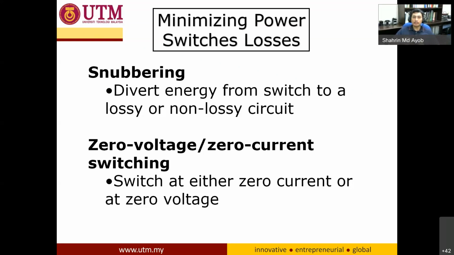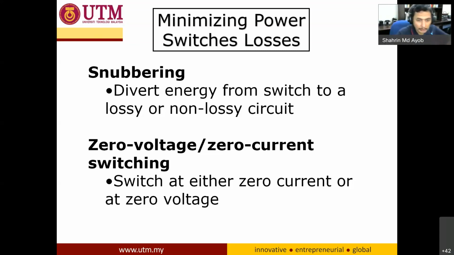The second one is by programming. You need to program the switching time of the power switch so that the switching occurs at zero voltage and zero current, meaning it avoids the overlap between the voltage and current. You need to use some programming so that you can minimize the switching losses.